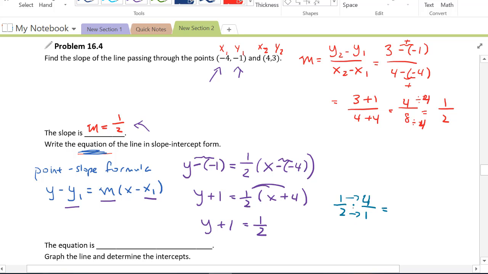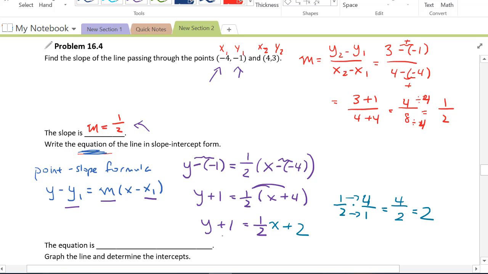So again, if we multiply our fractions, you multiply straight across. So you say 1 times 4 is 4, and then 2 times 1 is 2. And then you just divide. 4 divided by 2 is 2. So that's it. You just get positive 2. So, oops, I forgot the x here. So that's really 1/2 x, right? Because 1/2 times x is 1/2 x. And then 1/2 times 4 is positive 2.